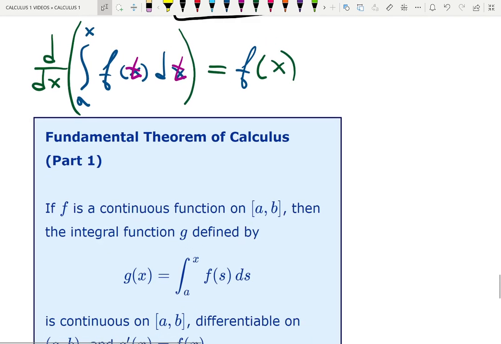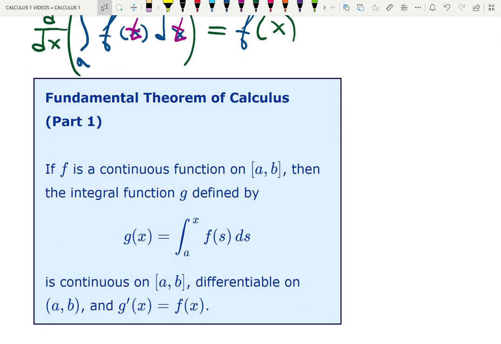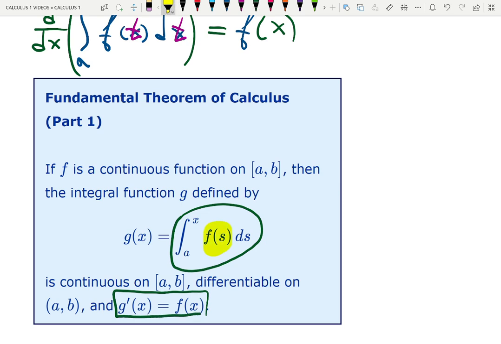Fundamental theorem of calculus, part 1, says if f is a continuous function on the closed interval from a to b, and it is, at minus 4 the square root becomes the square root of 0, and after this it's continuous, then the new function that is basically a cumulative function, from a to x of f of s ds, is also continuous on [a, b] and differentiable. Moreover, if I differentiate it, it gives me the function inside of the integral, but over variable x.